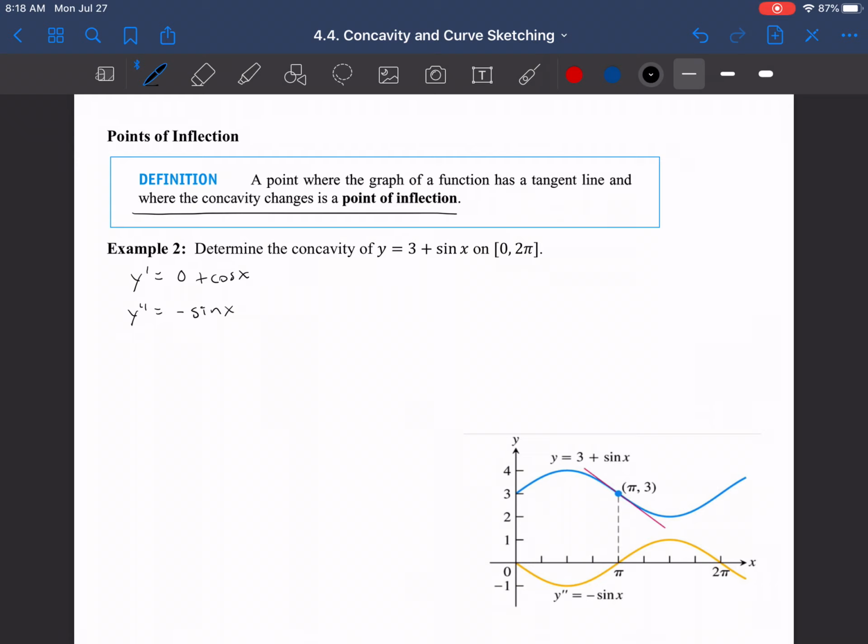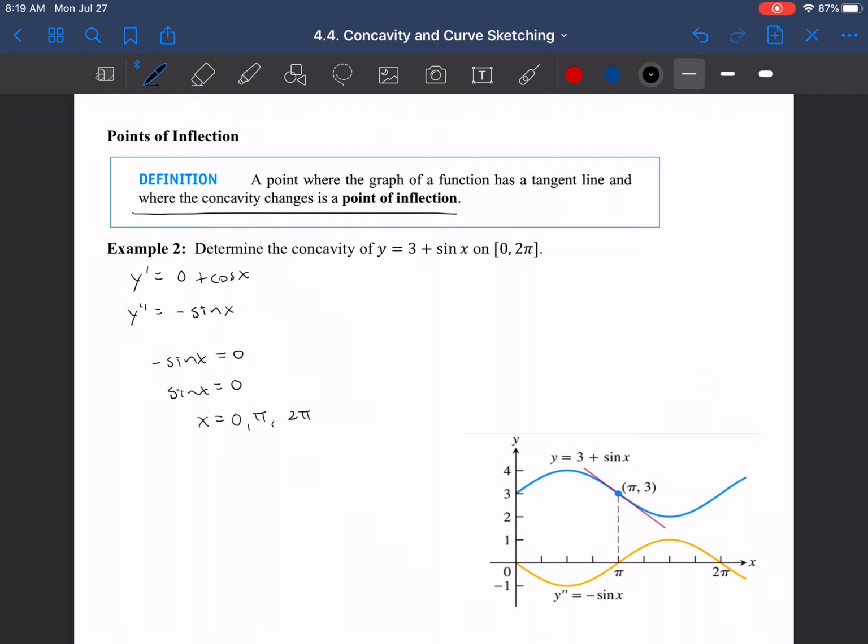So where does our second derivative equal 0? That's an important thing. That's going to tell us when the rate of change goes to 0, because we're going to need that for the concavity to change. So let's take a look. Negative sine x equals 0. That means that sine of x equals 0. That means x equals 0, pi, and 2 pi. So these are the places where we should look.